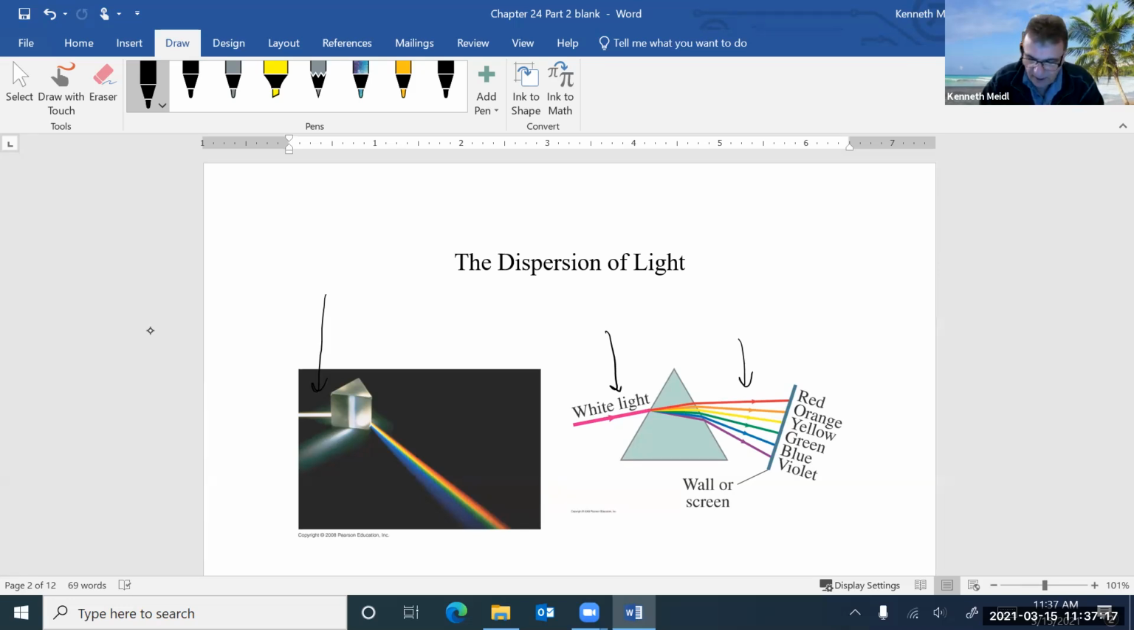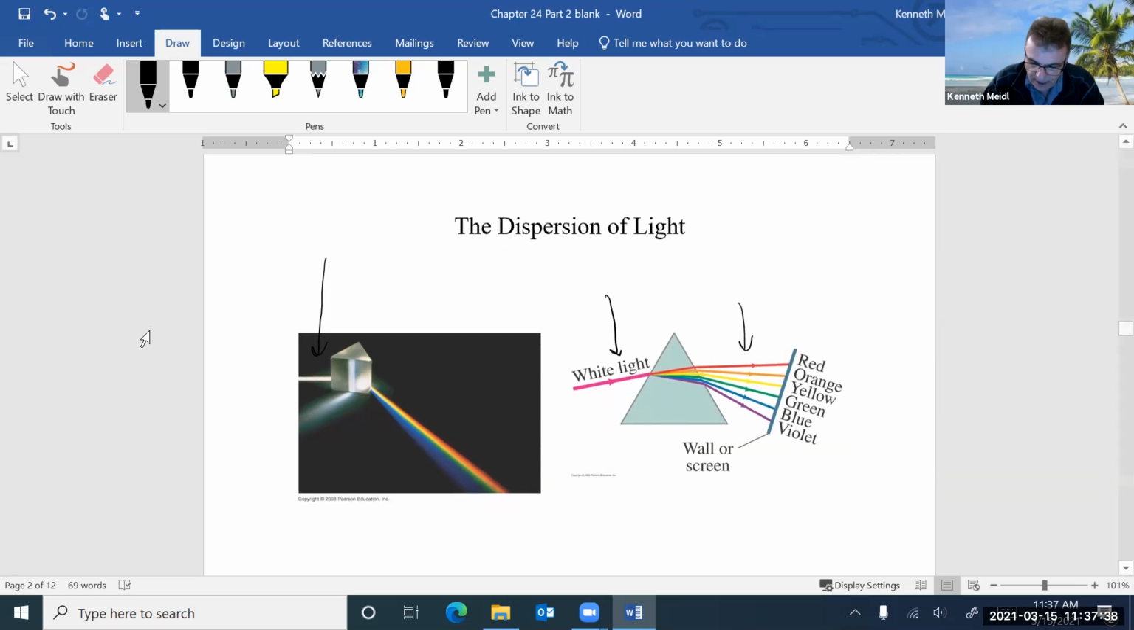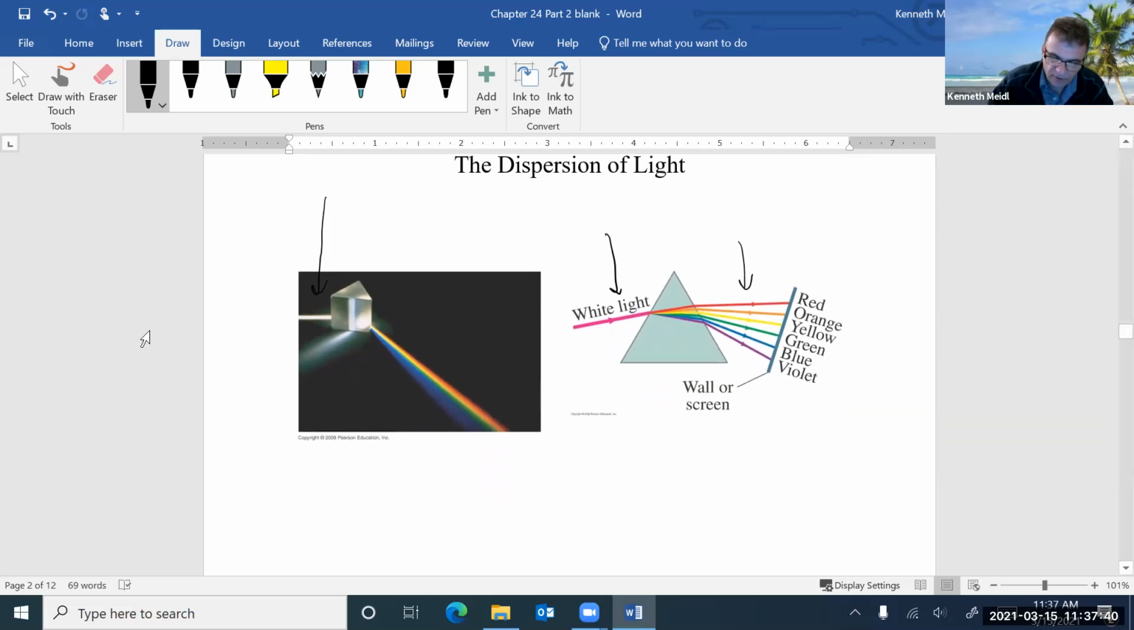But the thing that's important for us is what's taking place here. Why is light behaving like this? That is, why do the reds go to one place and the violets go to some other place? After all, what's taking place here is just refraction, right? And we have a law of refraction, and that law of refraction looks something like this. That's Snell's law.